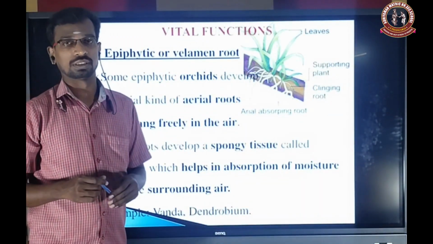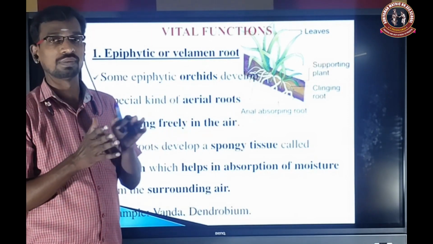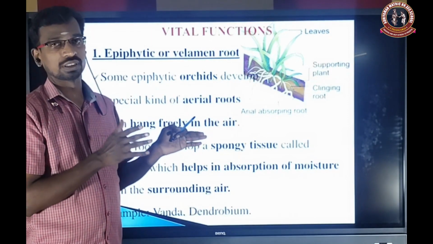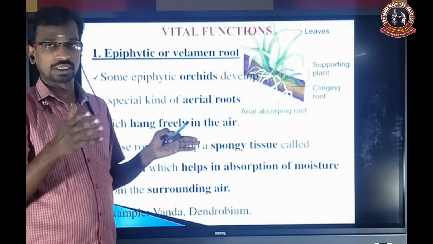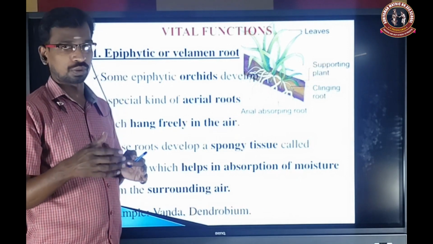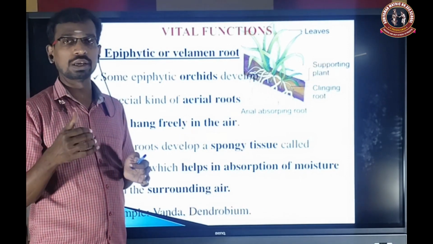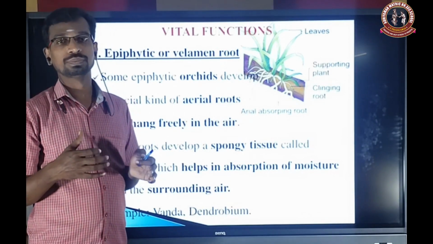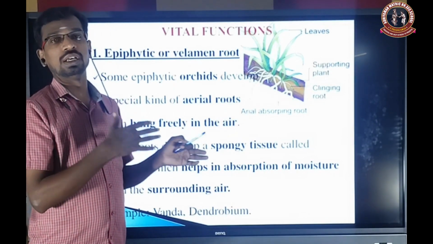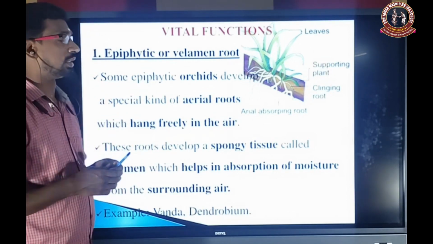Next, vital function. So, mechanical function is over. Next, we are going to see the vital function. In mechanical function, we discussed the types. One is the prop root or pillar root. Second one is stilt root. Third one is clinging root or climbing root. And fourth one is the buttress root. Next, we are going to see the vital function.